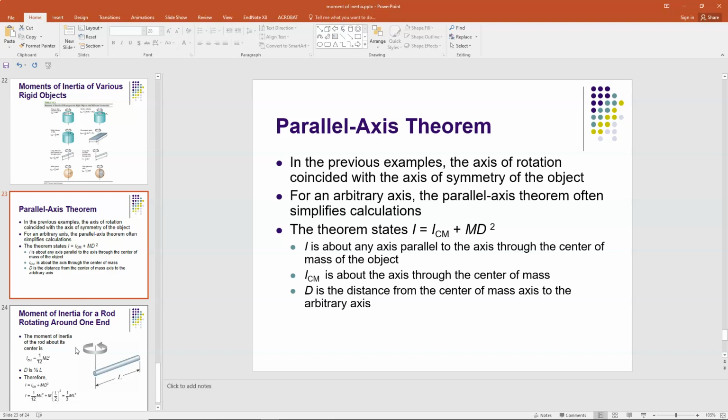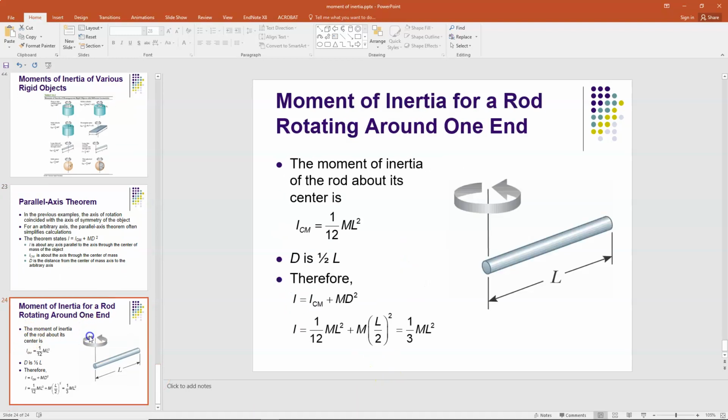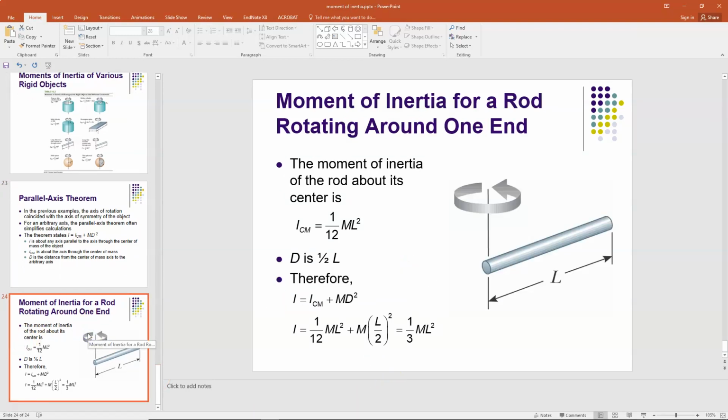Now, this parallel axis theorem simplifies calculations, and it says that if you're rotating about some strange axis, your new moment of inertia I would be equal to the moment of inertia using the center of mass convenient axis that you had, plus m d squared, where m is the mass of the object and d is the distance from the center of mass axis to the arbitrary axis. Okay, so that's the parallel axis theorem. Let me do an example for you so that you understand what I'm talking about.